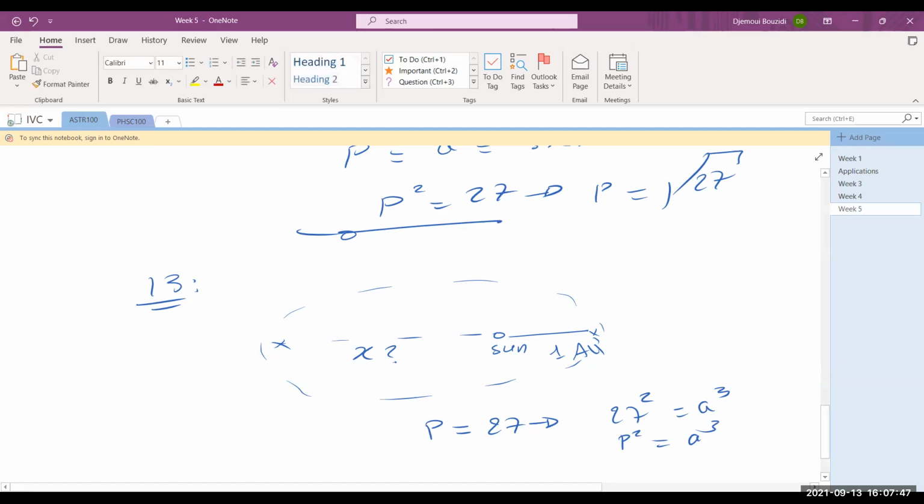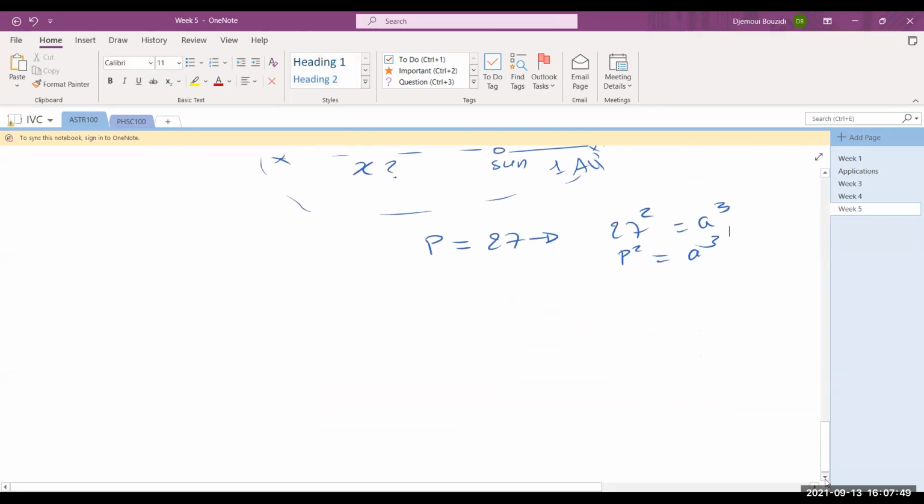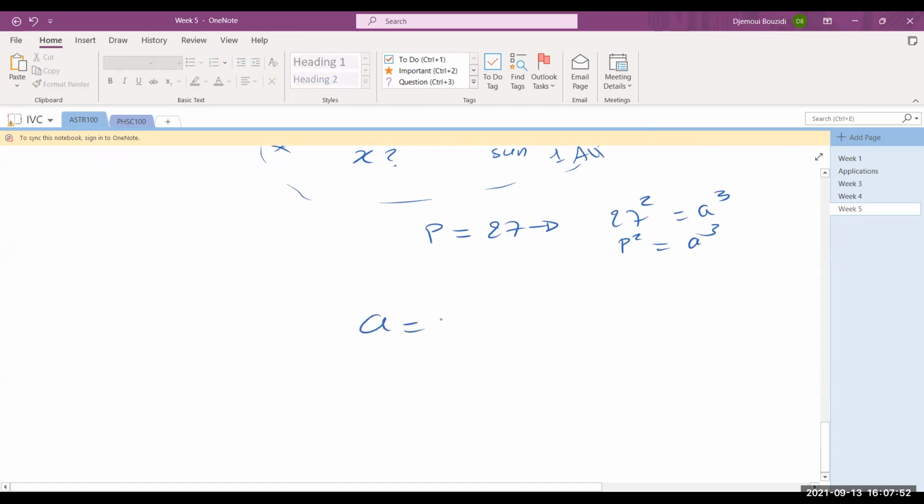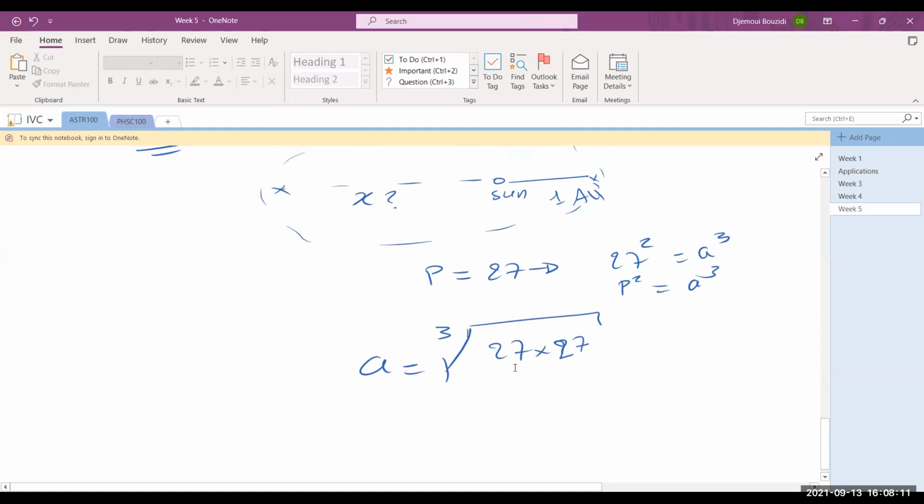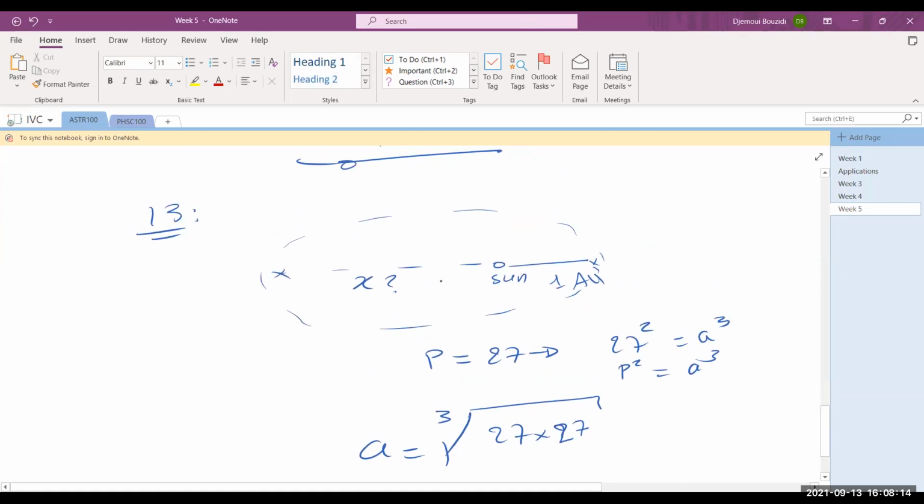So now I have to use the calculator and take 27 times 27 and take its cubic root. So A is going to be the cubic root of 27 squared, which is 27 times 27, a number between 700 and 900, about 800 and something. But when you take its cubic root, you're going to find the answer for A. Once you find the answer for A, you double this number. So let's do this one because it's kind of a multi-step problem and I really don't want you to get lost with it. Let's find the cubic root first of all.